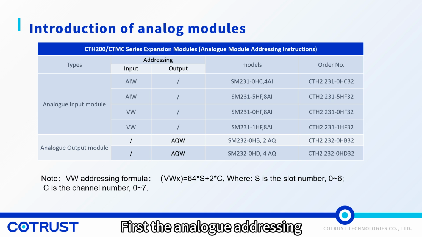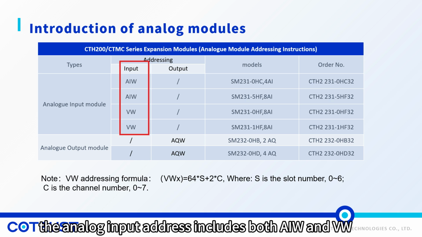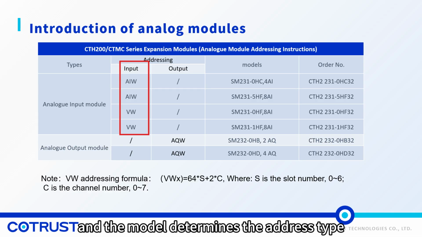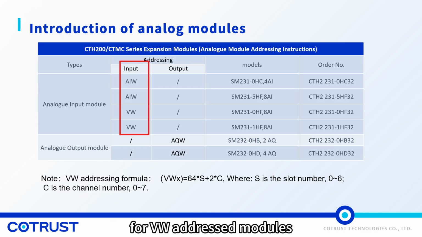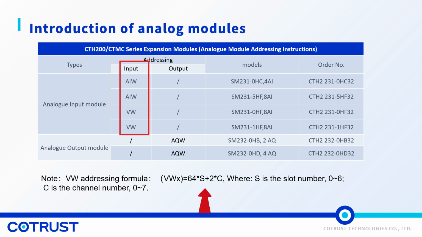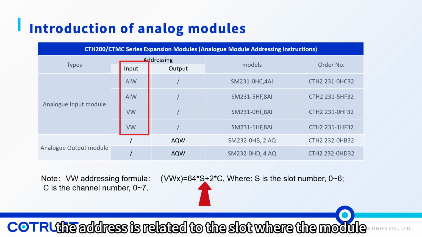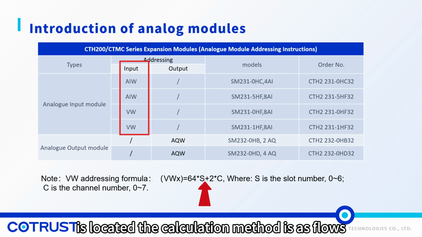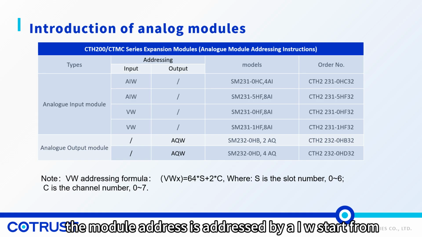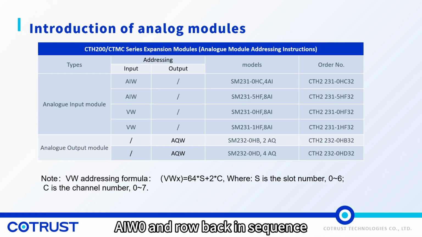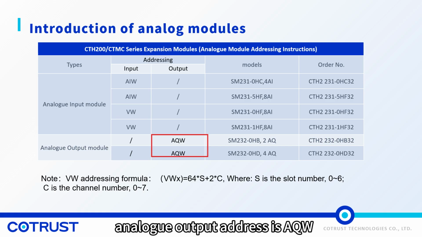First, the analog addressing. The analog input address includes both AIW and VW, and the model determines the address type. For VW addressed modules, the address is related to the slot where the module is located. The calculation method is as follows. The module addresses addressed by AIW start from AIW0 and are arranged backward in sequence. Analog output address is AQW.